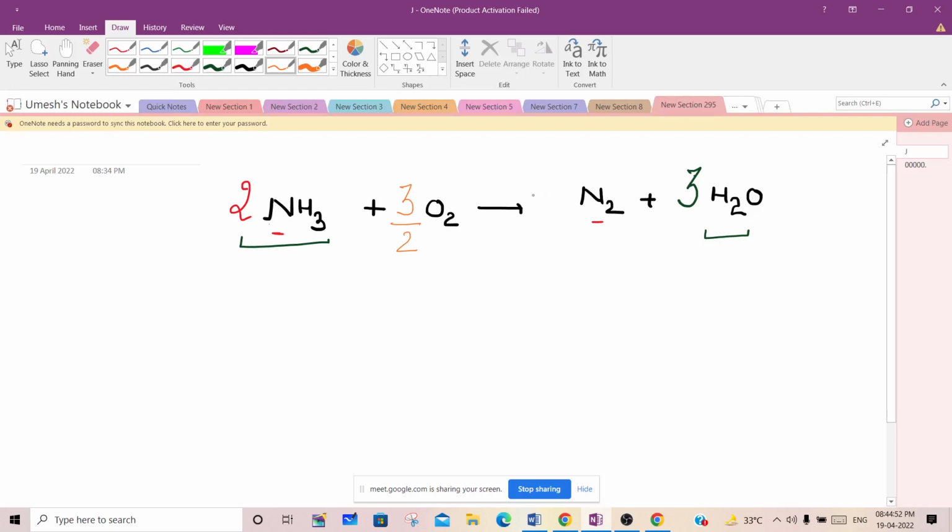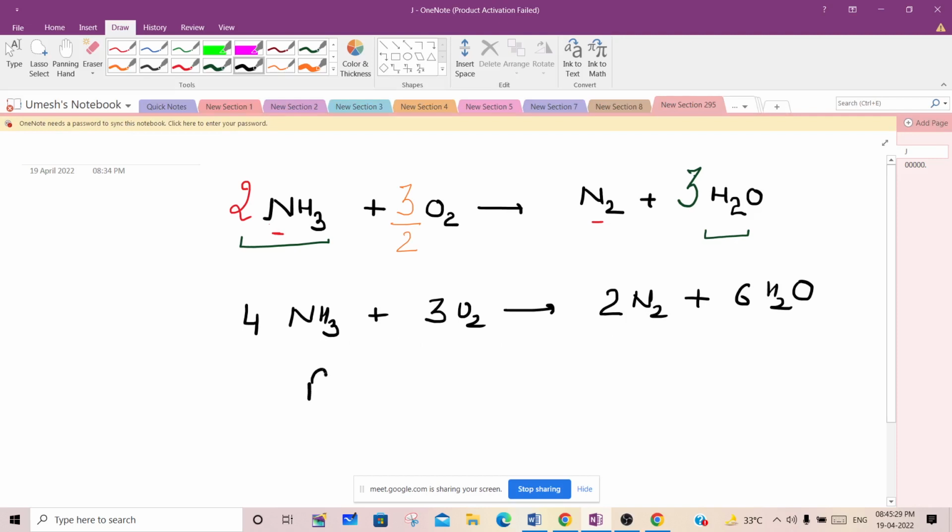This is balanced, but we don't represent it like this. We make it whole numbers. Multiply the whole equation by 2. You will get here 4 ammonia, 3 oxygen, 2 nitrogen, and 6 water. You can see the complete equation is now balanced. Yes or no? Yes, sir. You can see 4 nitrogen on both the sides, 12 hydrogen on both the sides, 6 oxygen on both the sides. This equation is a balanced chemical equation.